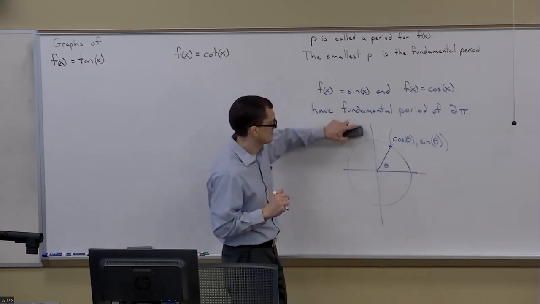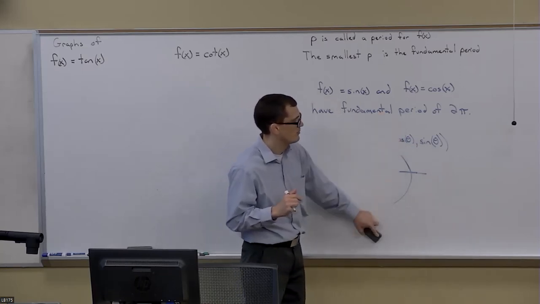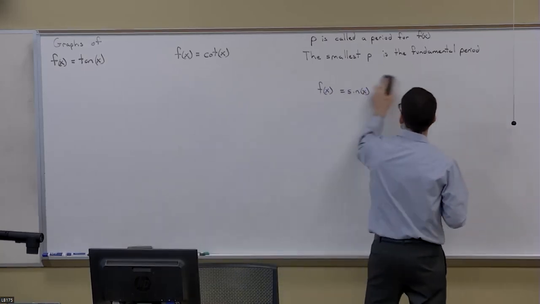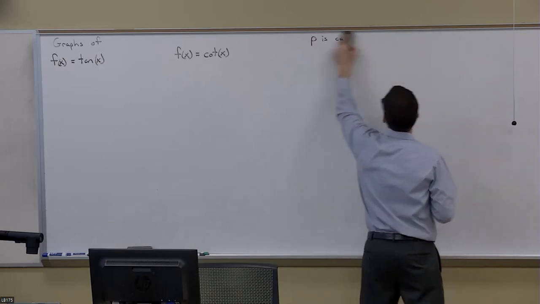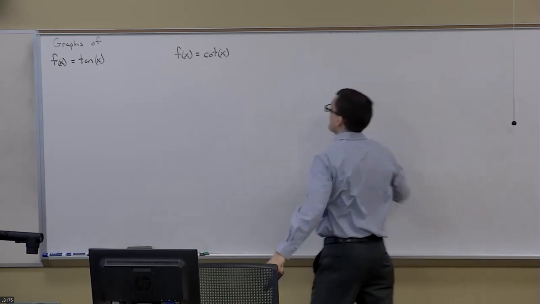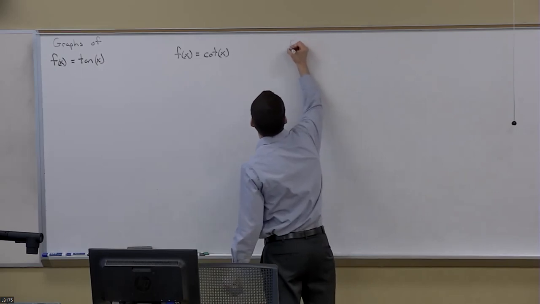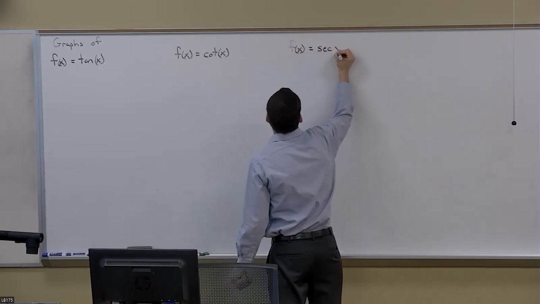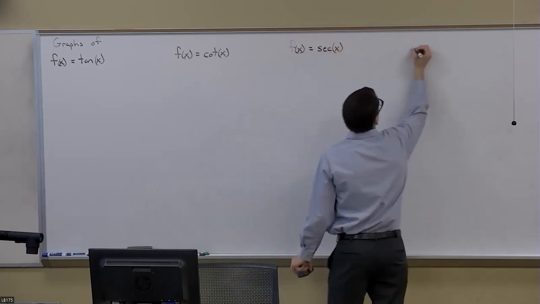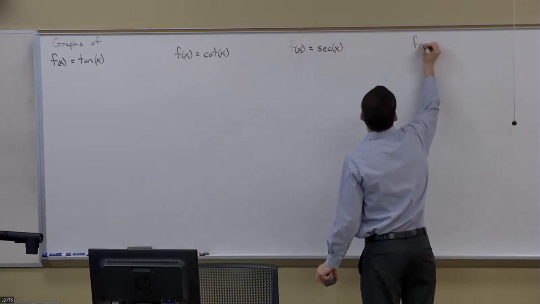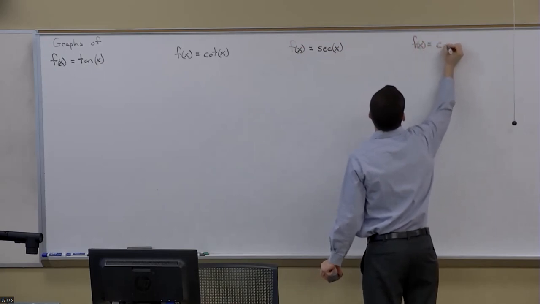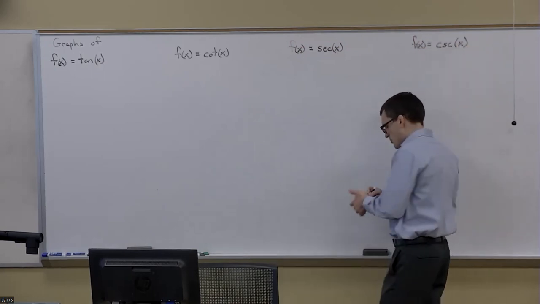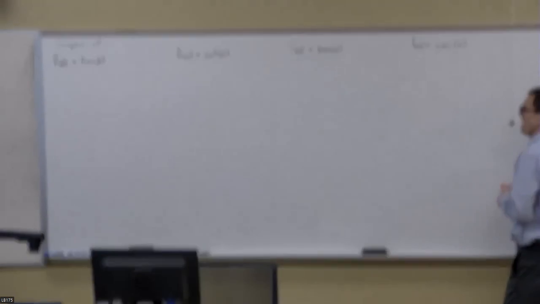Sine and cosecant work the same way. Sine has a period of 2 pi. Cosecant must have a period of 2 pi, but we'll check to see if it's the fundamental period or not. So let's look at some of these graphs.